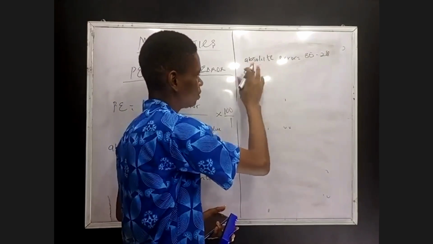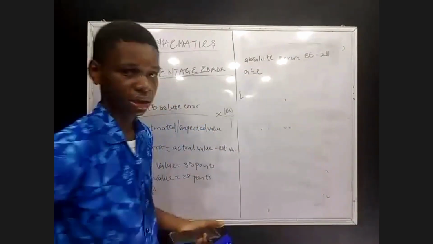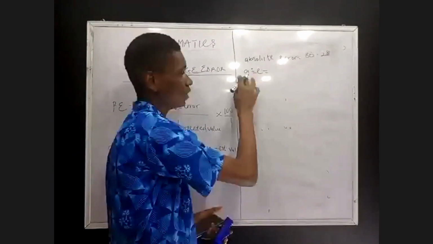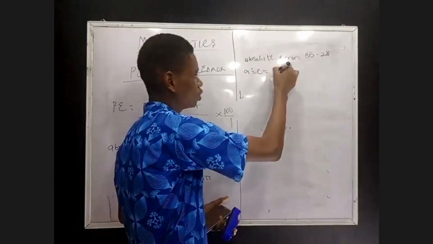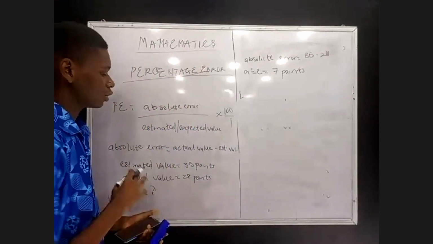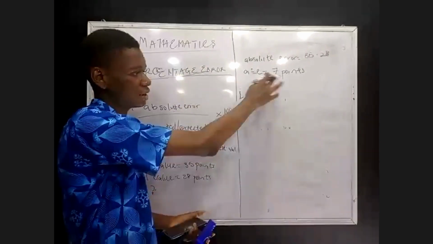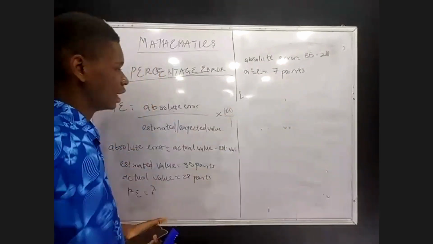So I'll just be replacing absolute error with AE. So when you see AE, you know it's absolute error. So I have AE equals 35 minus 28. So this is 7, which means my absolute error is 7 points. Simply, absolute error is the difference between the actual value and the estimated value. So the difference is 7 points.